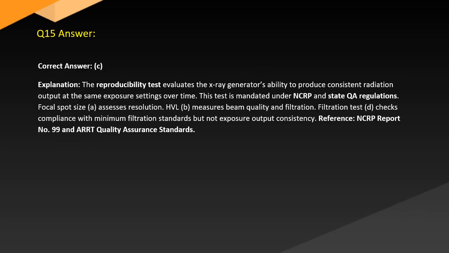Answer. Correct answer. C. Explanation. The reproducibility test evaluates the X-ray generator's ability to produce consistent radiation output at the same exposure settings over time. This test is mandated under SRP and state regulations. Focal spot size, A, assesses resolution. HVL, B, measures beam quality and filtration. Filtration test, D, checks compliance with minimum filtration standards but not exposure output consistency. Reference SRP report No. 99 and quality assurance standards.